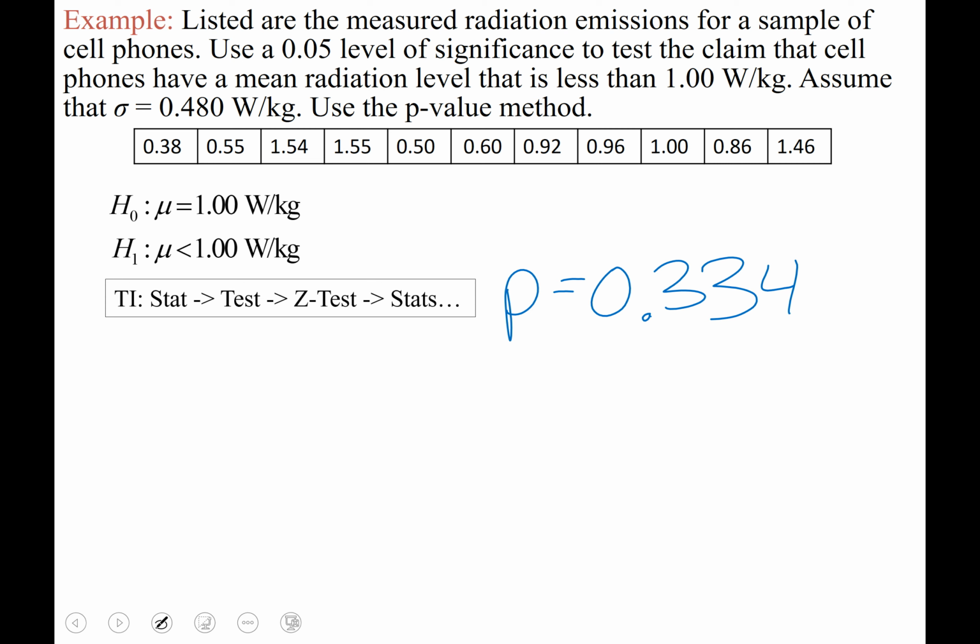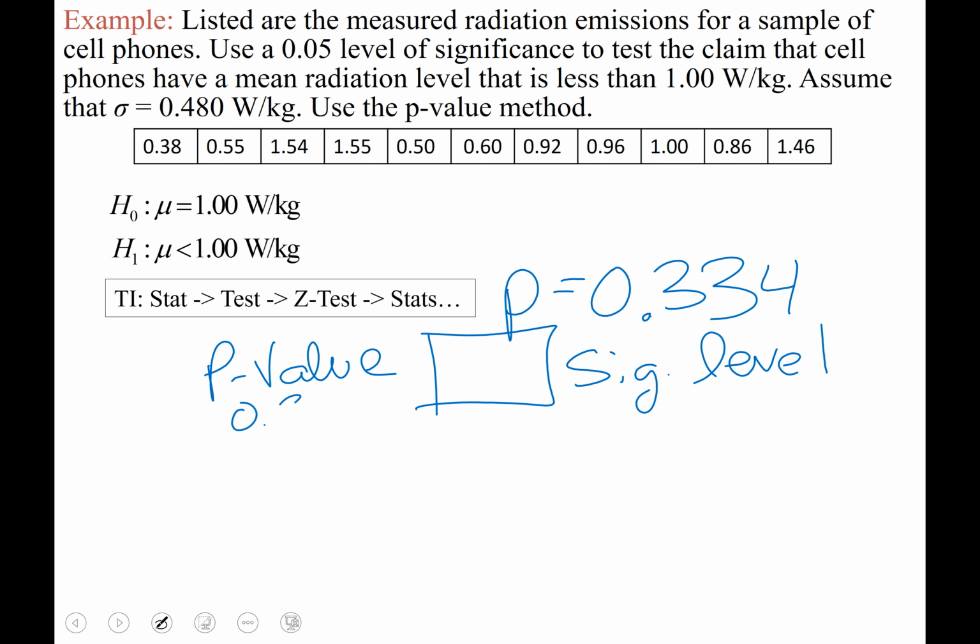The line after that gives you x bar, so that's your sample mean, the average radiation emission level of those 11 values. Next is your lowercase s, your sample standard deviation. And then lowercase n is your sample size. But if we're asked to use the p-value, the only thing we need on this output screen is the p-value, which is p equals 0.334.